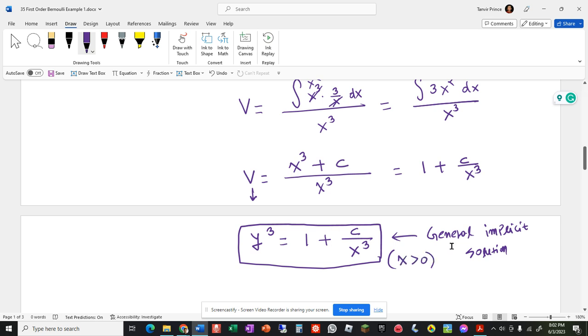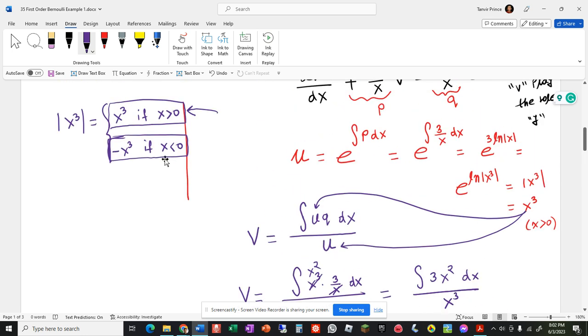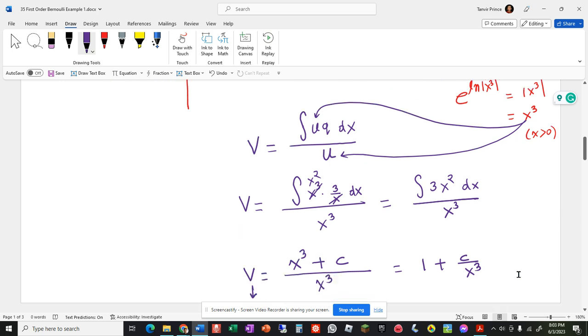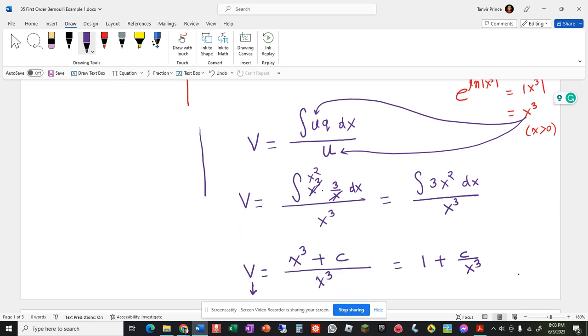Don't forget that. Now what happens if x is less than 0? Then you replace x cubed by negative x cubed, the integrating factor. So in that case, I'm going to have a negative x cubed on the denominator, and a negative x cubed on the numerator. But those two negatives are actually going to cancel each other. Oh, look at the beauty here, right? So what happened? Actually, let's write it down. What happens if x is less than 0? In that case, your integrating factor is negative x cubed.